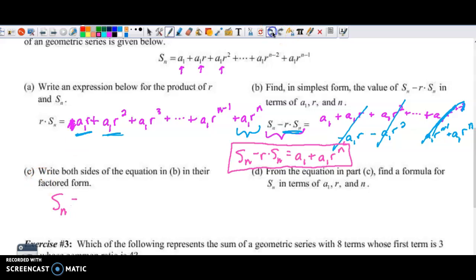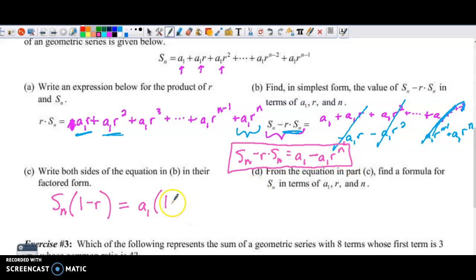Whoops. Okay, I need to stop making mistakes. And I'm left with 1 minus r. So look at the left side. If I distribute s of n in there, will I get the same thing? And yes, I will. And on the right side, I could also factor out an a sub 1. I'm left with 1 plus... Oh, whoops. This should have been a minus. Stop making mistakes. Sorry if you're writing all this down.